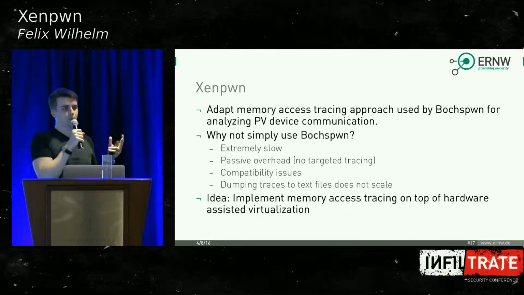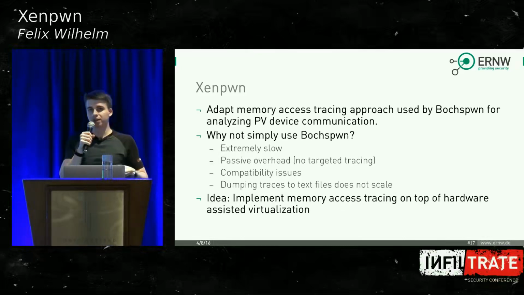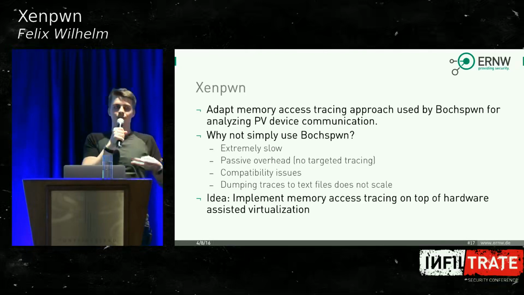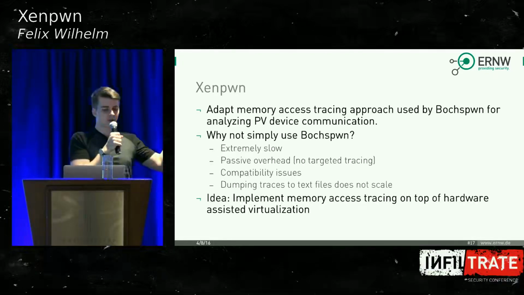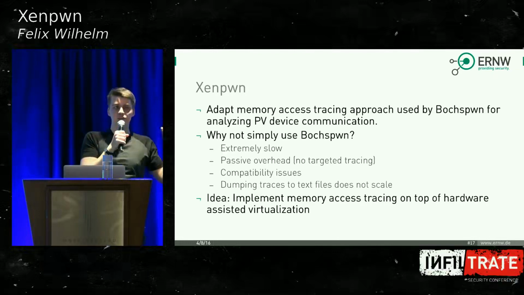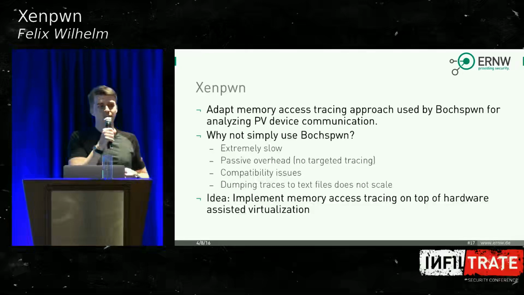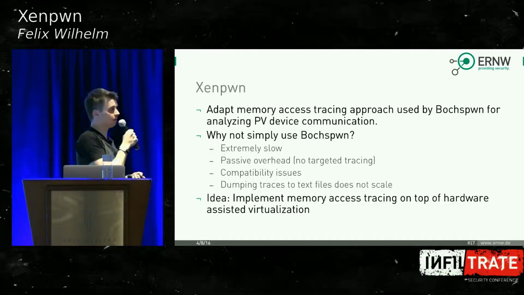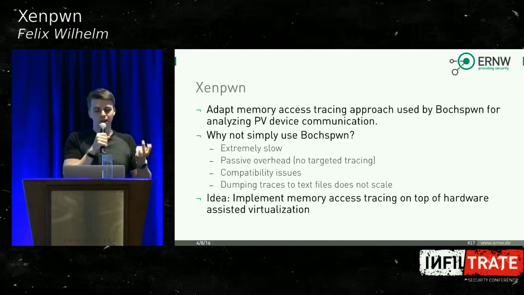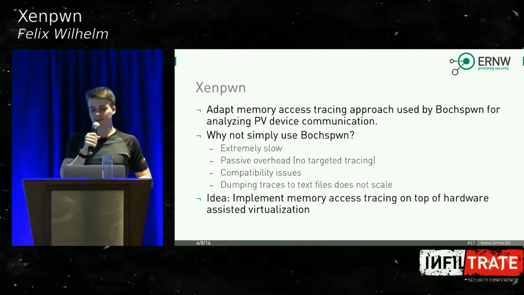And the main problem of this is that this is passive overhead. So every memory access is slowed down, while we only want to trace memory accesses to these shared memory pages. So we are not interested in all memory accesses performed by the whole system, but only in a really small subset of that. And this really gigantic passive overhead of Bochspwn is quite a hassle for us.